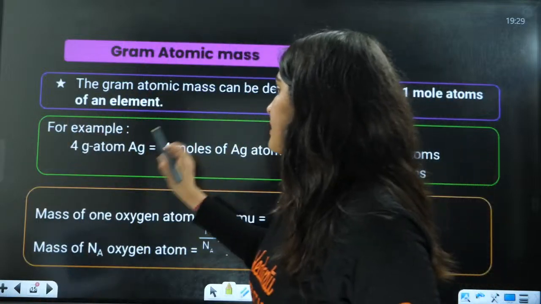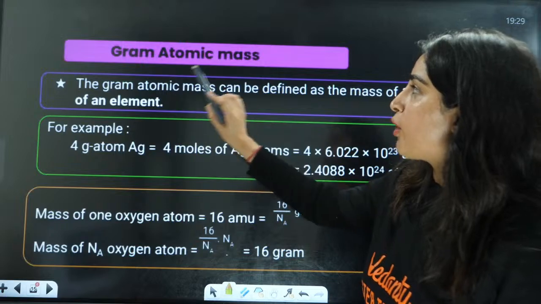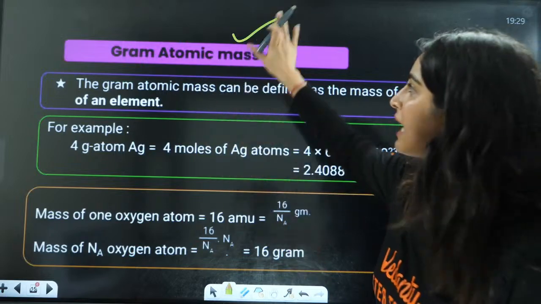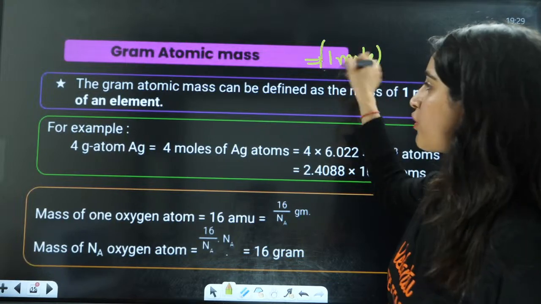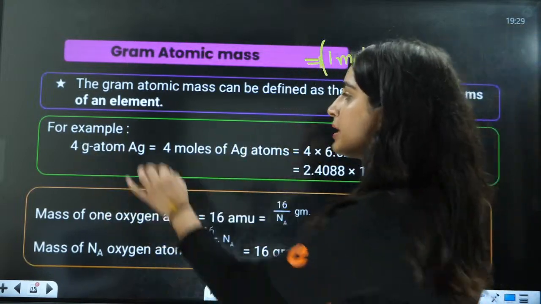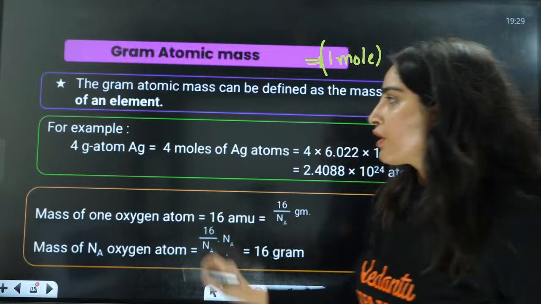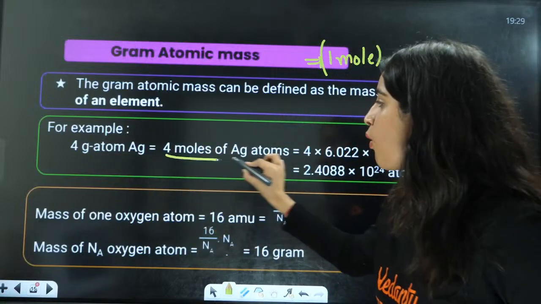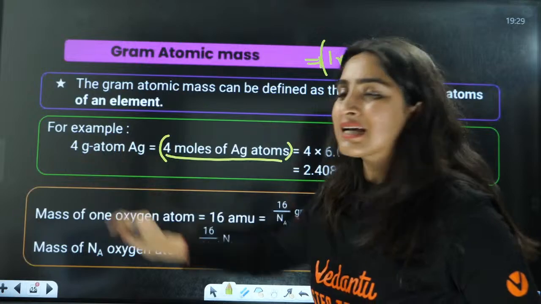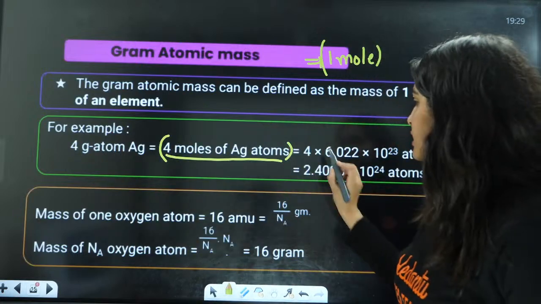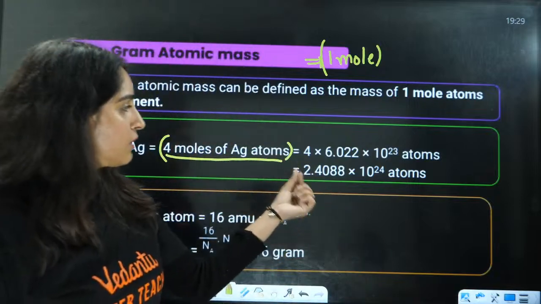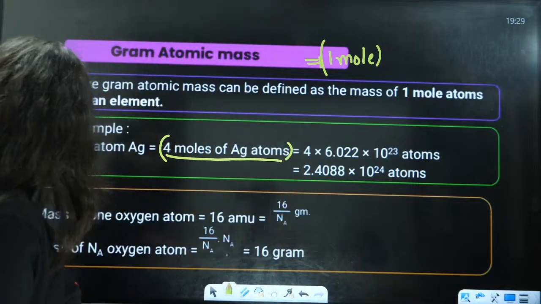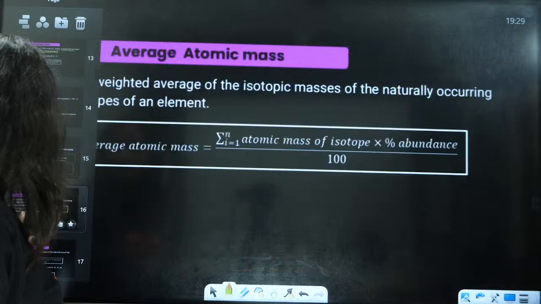Now, for example, we are talking about gram atomic mass. We have done that. That is nothing but when we calculate for 1 mole. For example, 4 gram of Ag. For example, 4 moles of Ag atom. This is the gram atomic mass. That means 4 moles is 4 into this much. The atoms here will be 2 point this. This is your mole concept here.